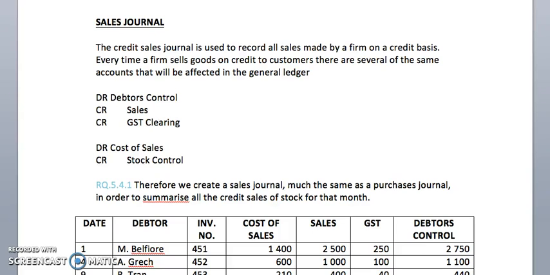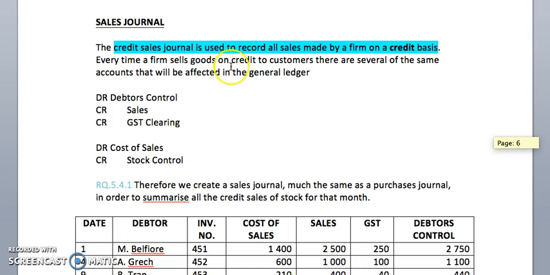Hi everyone, this is a continuation of our special journals. Now we're going to look at the sales journal. So the credit sales journal is used to record all sales made by the firm on a credit basis. So it's really important that we're thinking about it just on a credit basis. So no cash sales come into this.